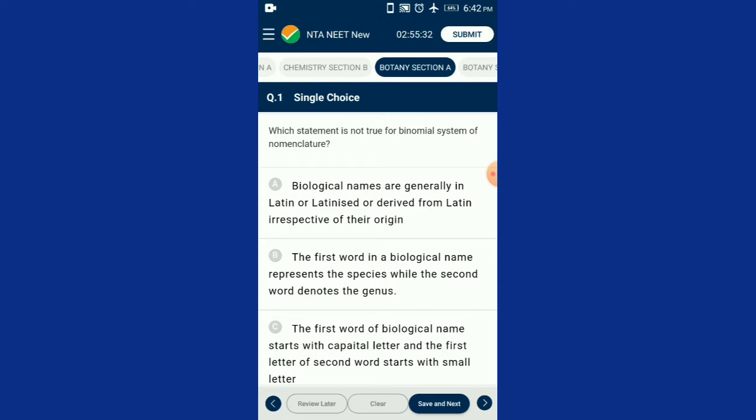So the incorrectly given option is option B. The first word in the biological name represents the species name, while the second word denotes the genus name. That is the incorrect sentence about binomial nomenclature.